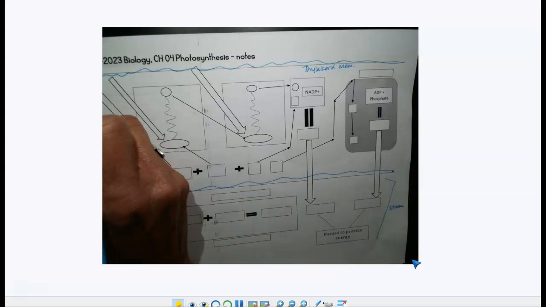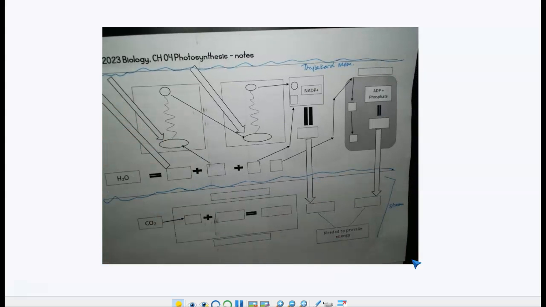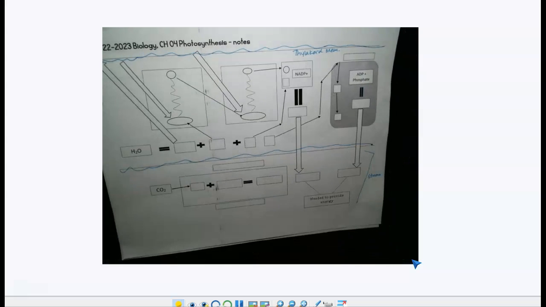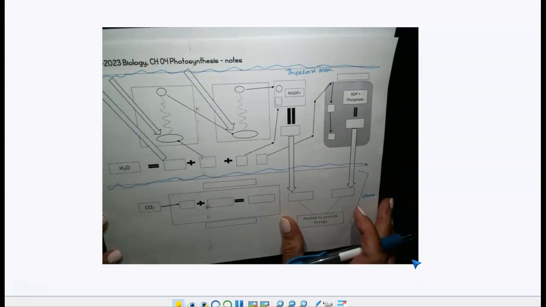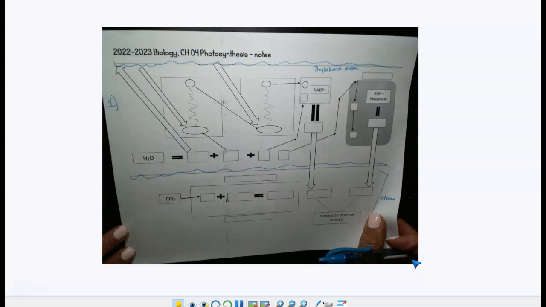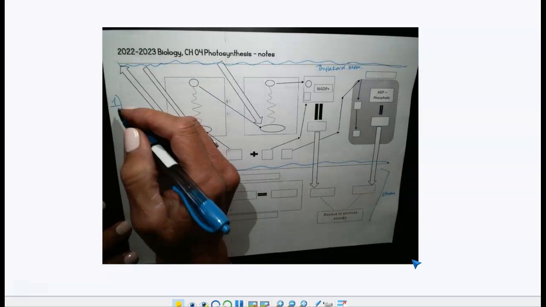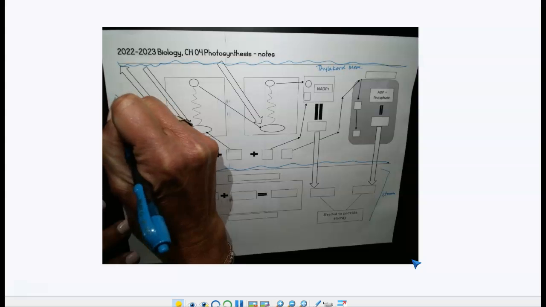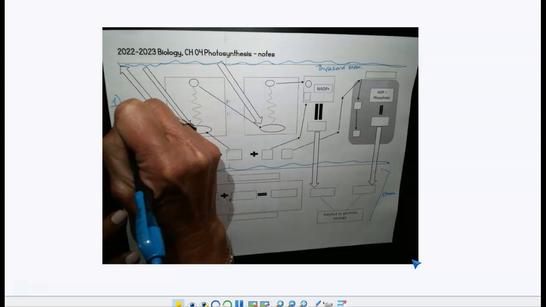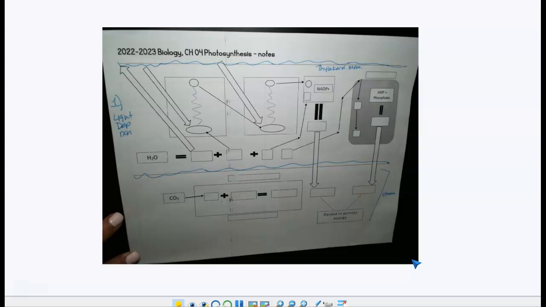Okay, so inside of the membrane is step number 1. I really hate this thing. Prefer to be on the board. There we go. Step number 1, all of this is the light dependent reaction. And down here is step 2. This is the Calvin cycle.